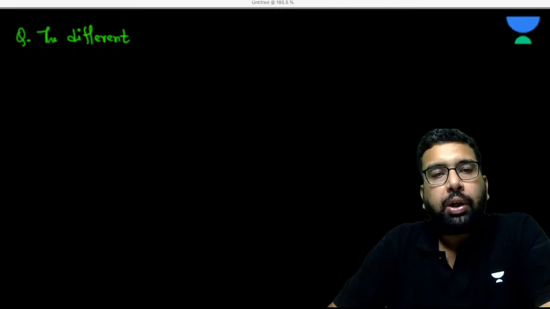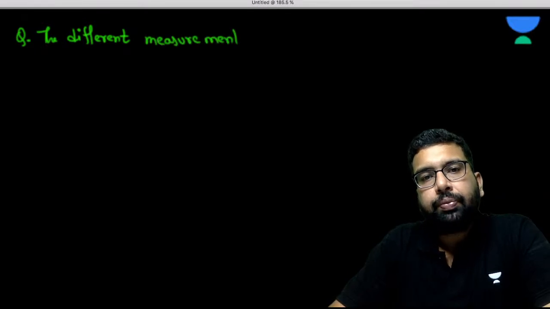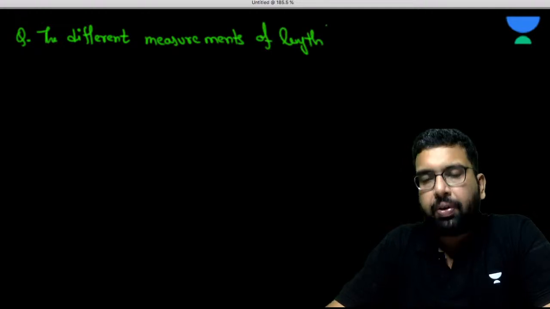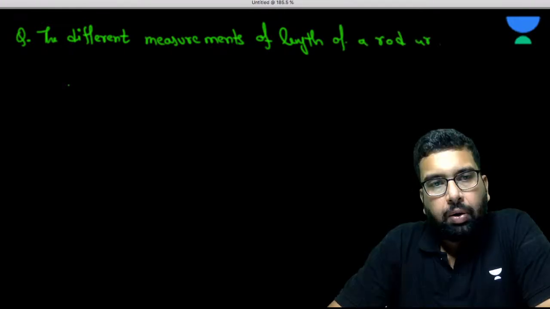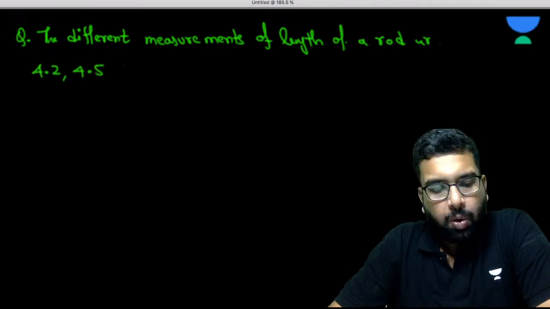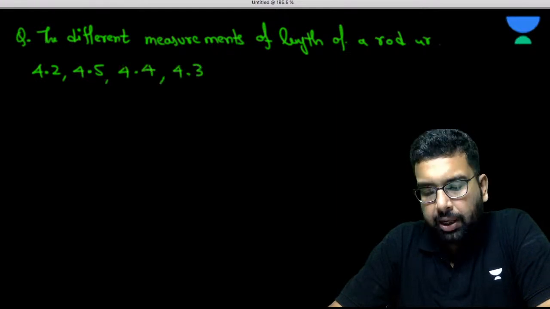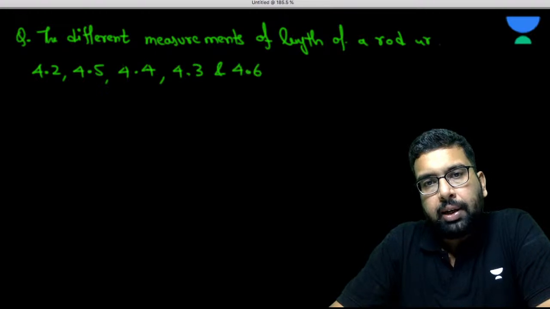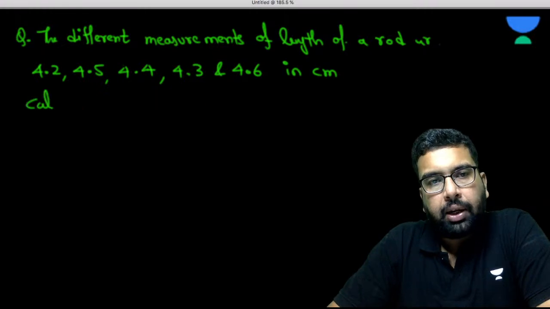So what is given to us? The different measurements of length of a rod are 4.2, 4.5, 4.4, 4.3, and let's suppose 4.6, in centimeter. We need to calculate the following.